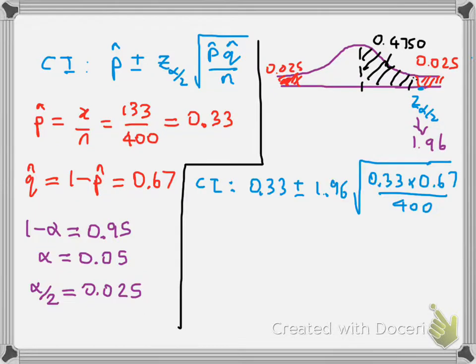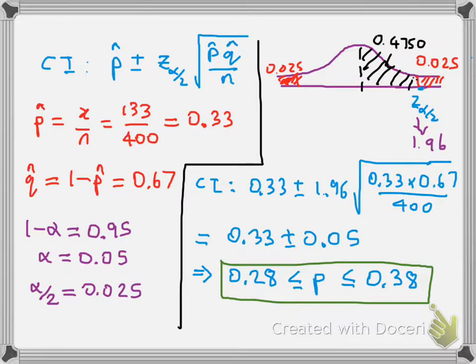Substituting in your confidence interval formula, you will have, as shown, 0.33 plus or minus 1.96 times the square root of 0.33 times 0.67 divided by 400, which will give you 0.33 plus or minus 0.05. That's your error range. So you get an interval estimate of 0.28 less than or equal to P less than or equal to 0.38. So between 28% and 38% of Canadians have taken an international vacation in the last year. I hope that's clear to you.